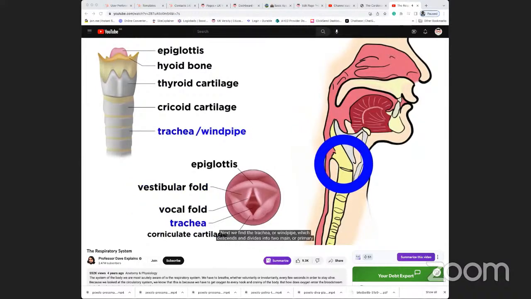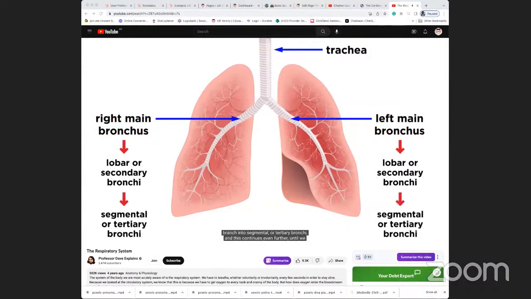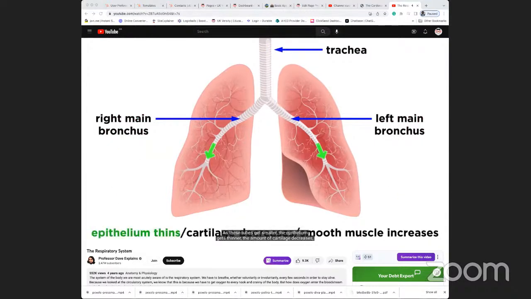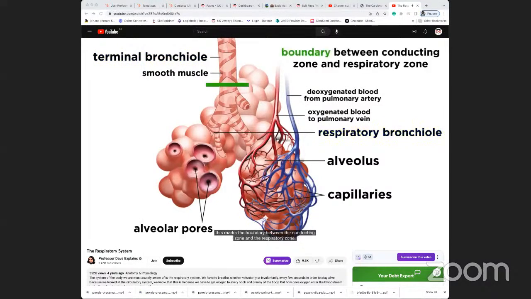Next, we find the trachea, or windpipe, which descends and divides into two main or primary bronchi, one to the right and one to the left. Each bronchus will quickly subdivide into lobar or secondary bronchi, which in turn branch into segmental or tertiary bronchi, and this continues even further until we get to passageways less than a millimeter in diameter, which are called bronchioles. As these tubes get smaller, the epithelium gets thinner, the amount of cartilage decreases, and the amount of smooth muscle increases. This ends at the terminal bronchioles, which feed into the respiratory bronchioles, and this marks the boundary between the conducting zone and the respiratory zone.